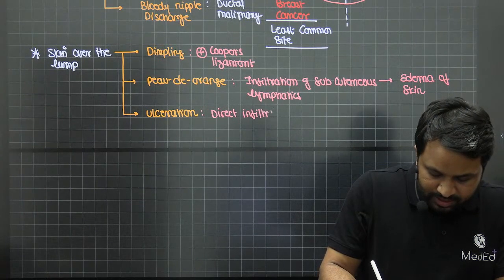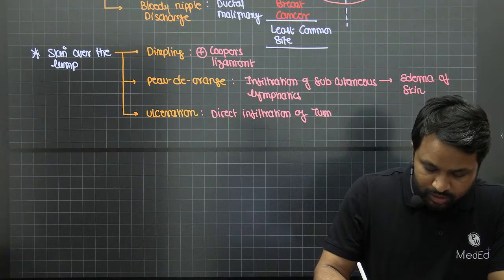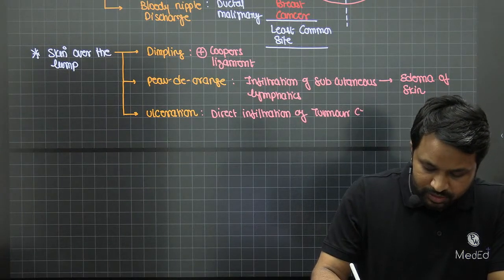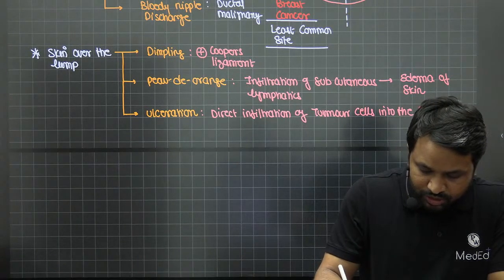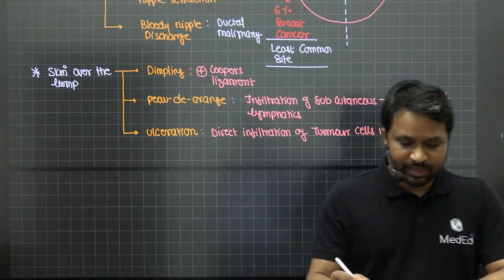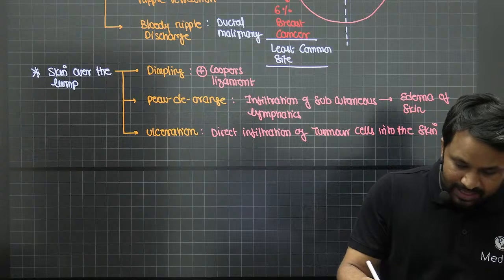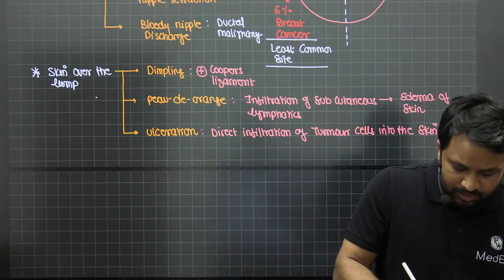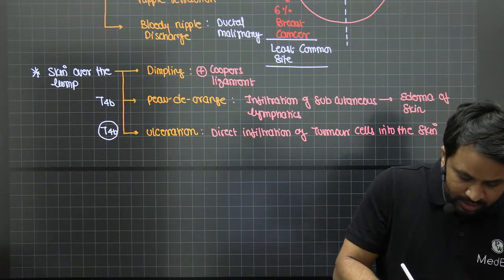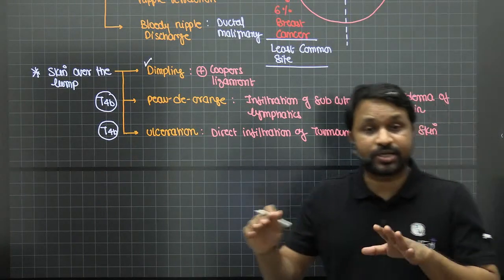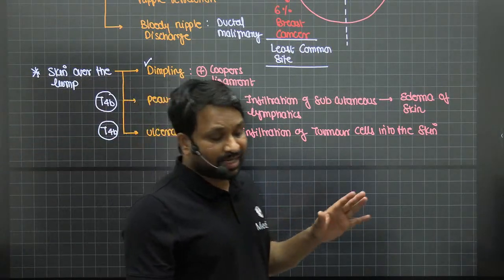Ulceration occurs when there is a direct infiltration of tumor cells into the skin, and that will result in ulceration of the skin. Now remember, whenever there is presence of peau d'orange or ulceration of the skin in breast cancer, we will talk about the staging as well. This will be called a T4b stage, and ulceration is also a T4b stage. Dimpling, remember, does not alter the staging.